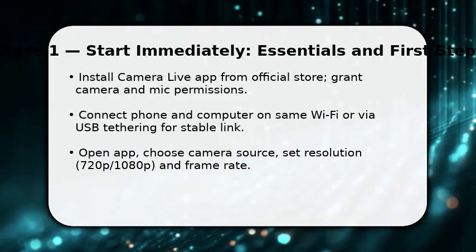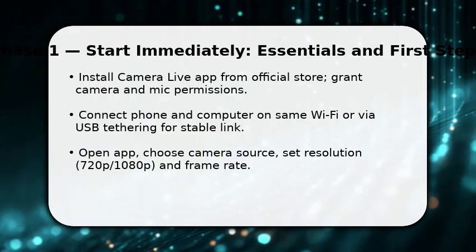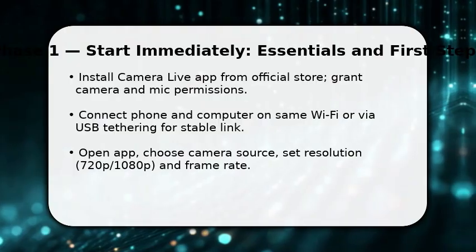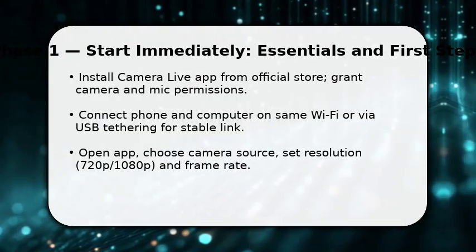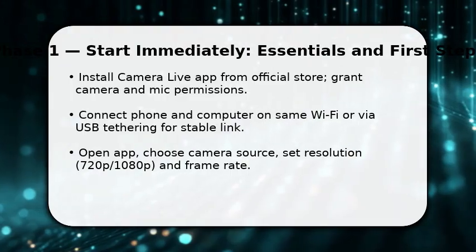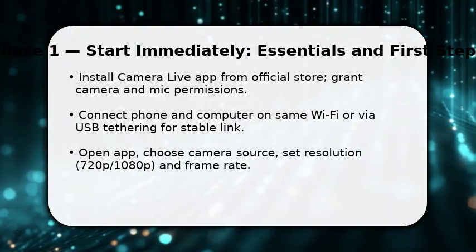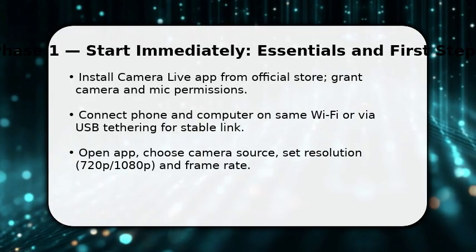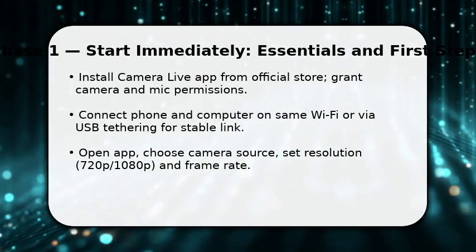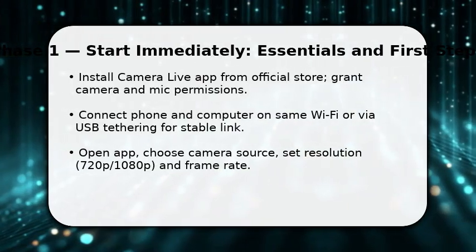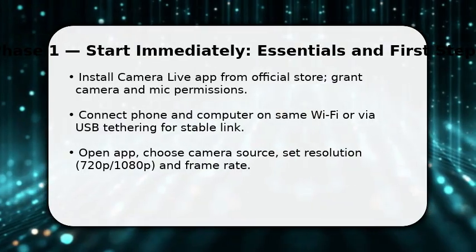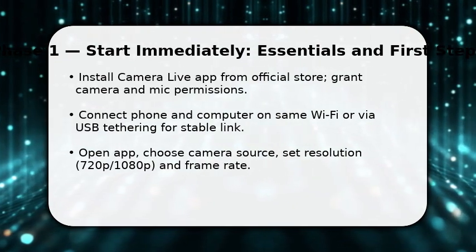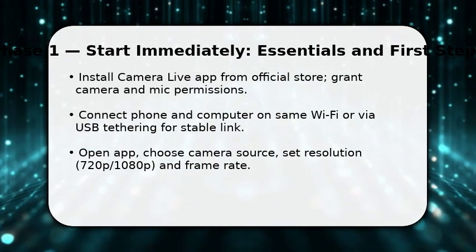You start by preparing the devices and launching Camera Live. Open the app and accept camera and microphone permissions so it can stream. Once done, connect your phone and computer to the same Wi-Fi network or use USB tethering for reliability, because network stability affects latency. Make sure to select the camera source and pick resolution and frame rate. 720p or 1080p works for most cases, so you have a predictable video quality before proceeding to integration.